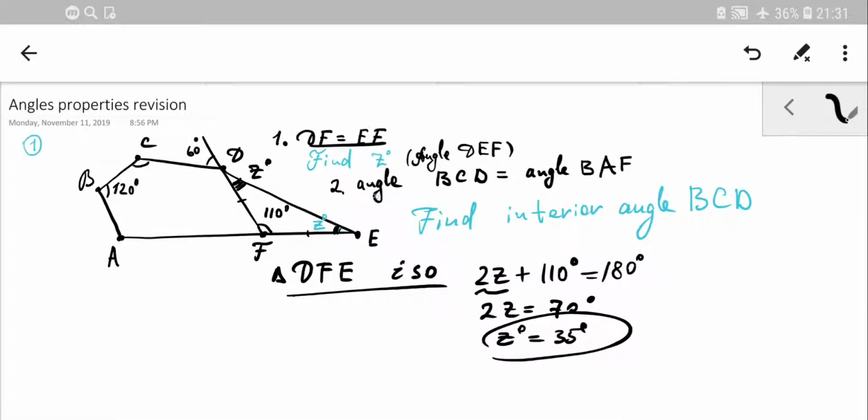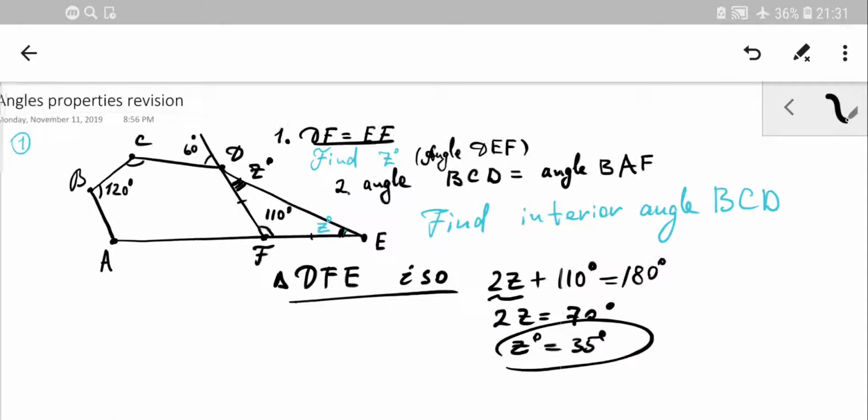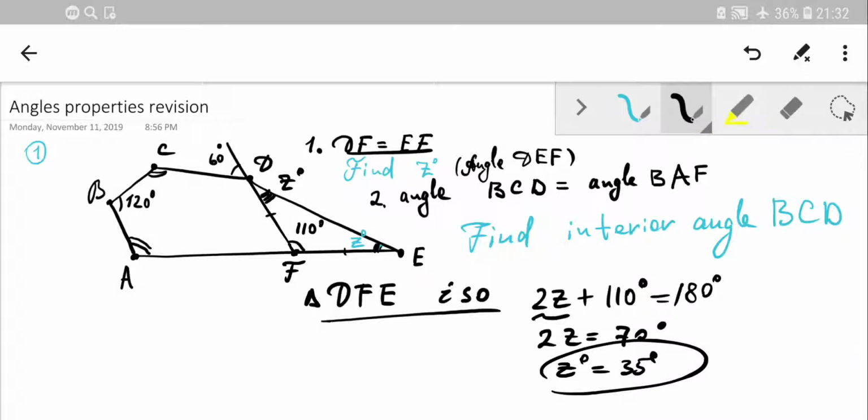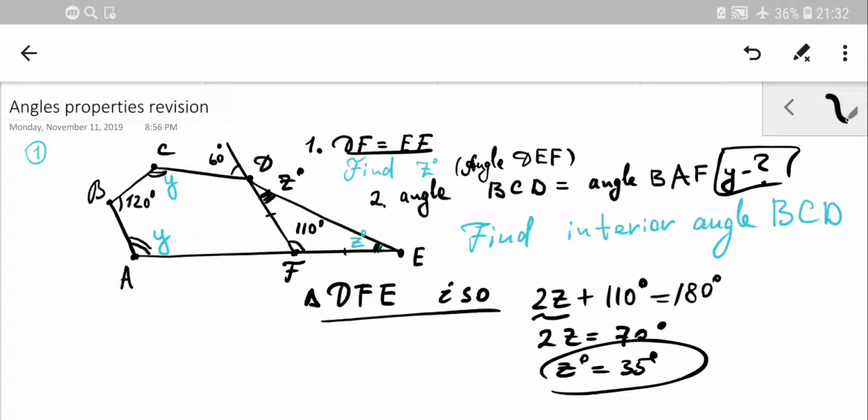Let's go to the next question. Angle BCD equals the angle BAF. Let's mark them as equal angles. I suppose Y is a good letter for it. So basically we need to find Y, the interior angle BCD, exactly Y.